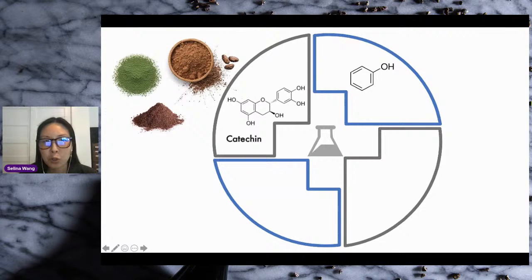So this is a structure of catechin, which you may or may not be familiar with, but I'm certain you have consumed it at some point. It's found in cocoa, chocolate, and green tea, or some different types of tea. And also in grape seeds, which have a high concentration of this. And we have some data to support this in my lab.